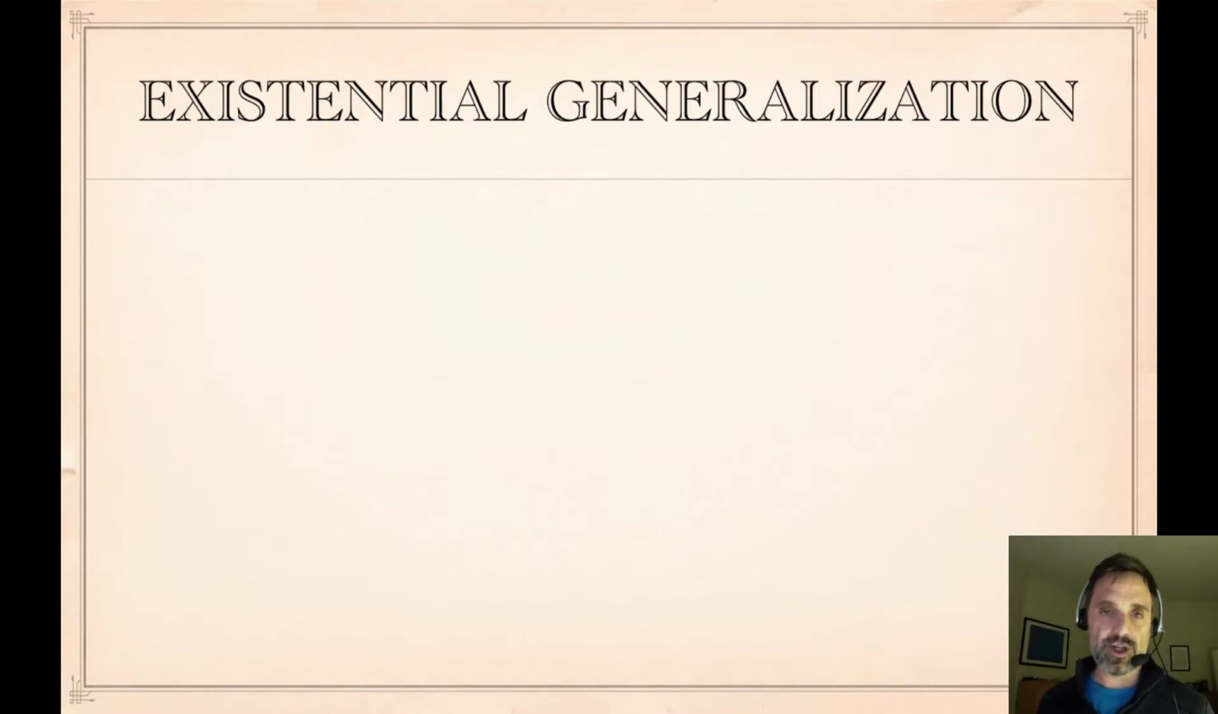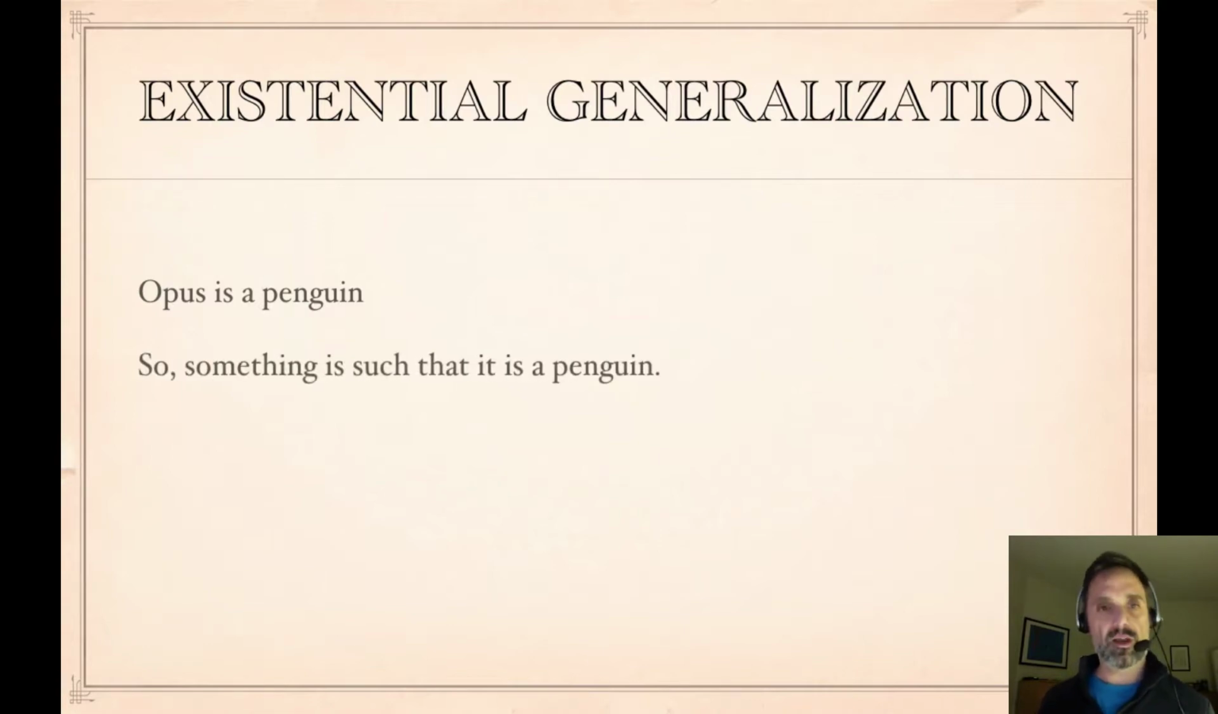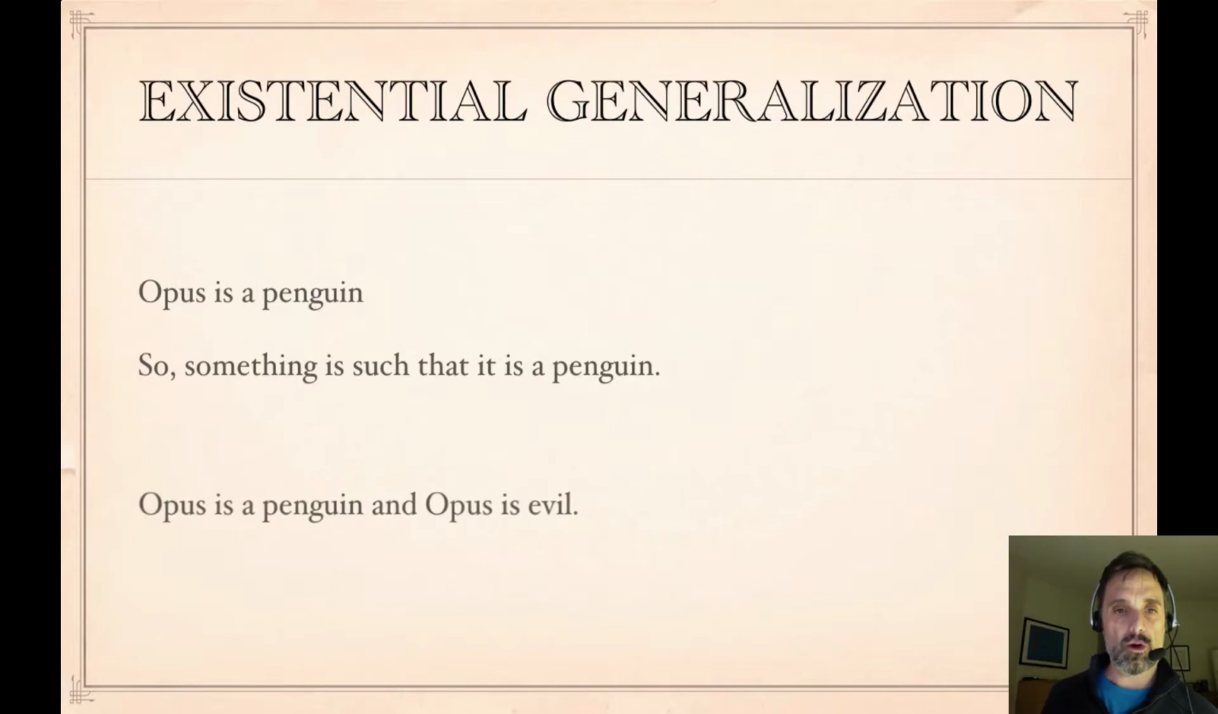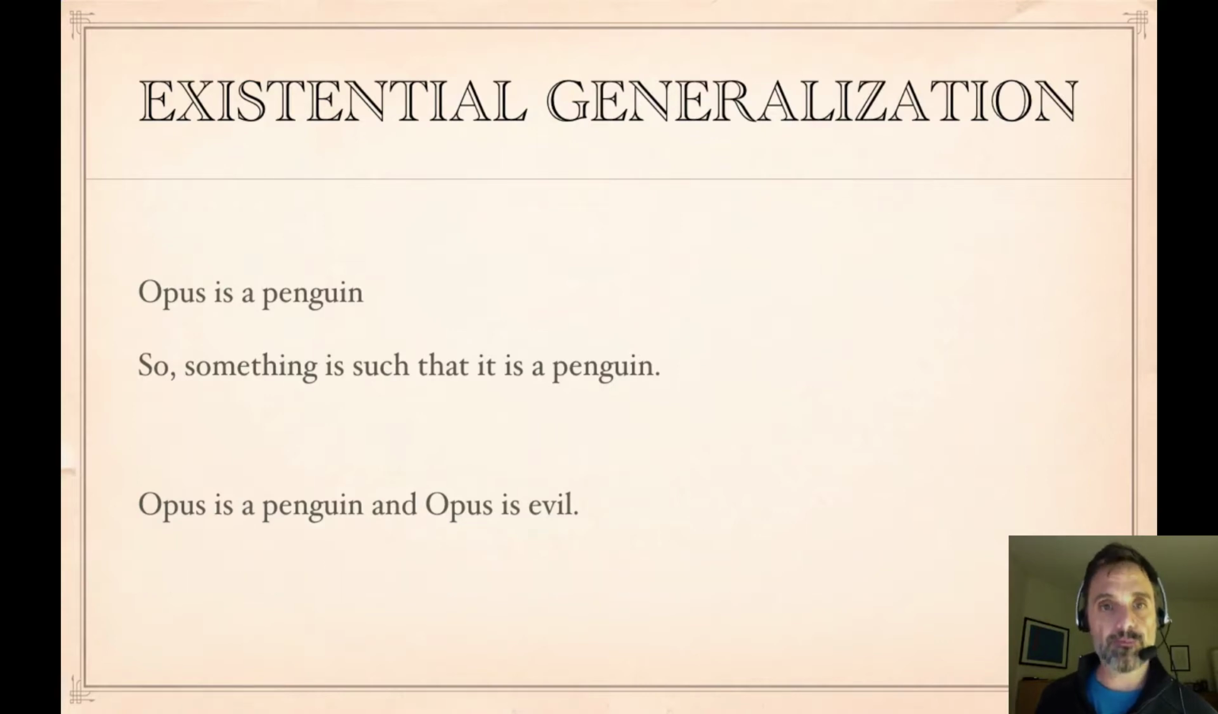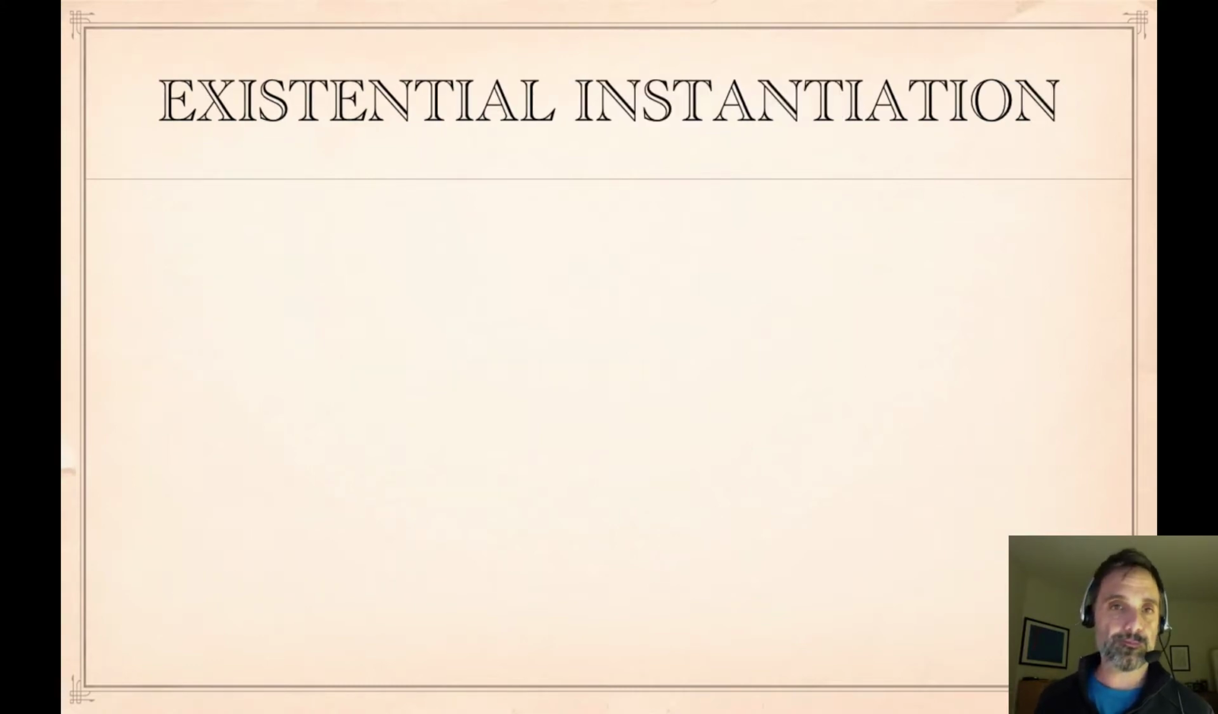Okay, let's look at EG. So if we say that Opus is a penguin, then we can infer something is such that it is a penguin, yeah? Or if we know that Opus is a penguin and Opus is evil, then we can infer something is such that it is both evil and a penguin. Or we could just say some penguin is evil. So these are all examples of existential generalization, and again, they're pretty clearly truth-preserving.